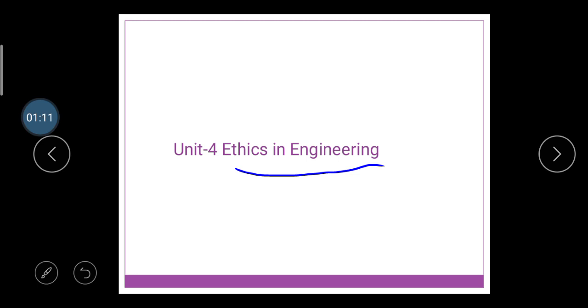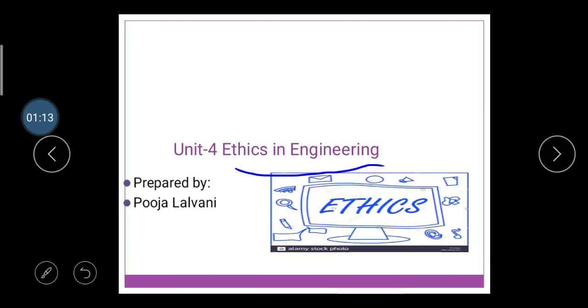Okay, so first of all, what is the simple meaning of ethics? I can say that ethics means what is good or what is bad for a person. Whichever profession you are working in, take the example of an engineer. Whenever you are working in an organization as an engineer, what is good or what is bad according to you, that is considered ethics.